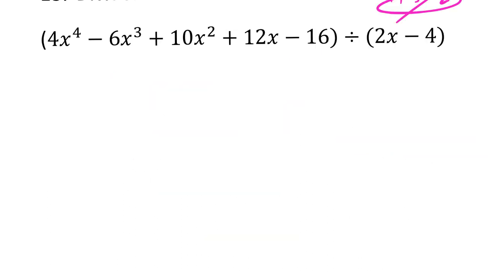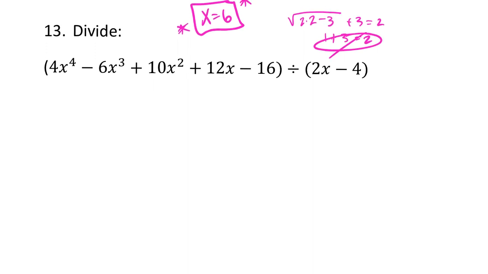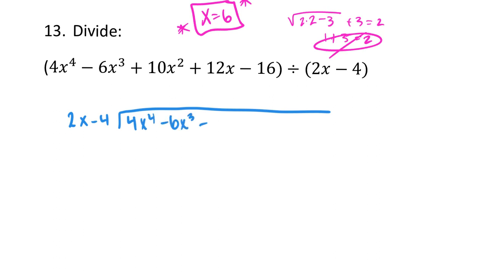Okay, let's look at 13. This is a nice long one. We're going to divide 2x minus 4 into 4x to the 4th minus 6x cubed plus 10x squared. No skipped variables, that's kind of nice. So we're going to divide the 2x into the 4x to the 4th. That would give us 2x cubed.